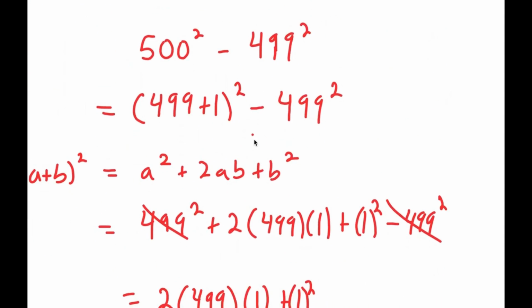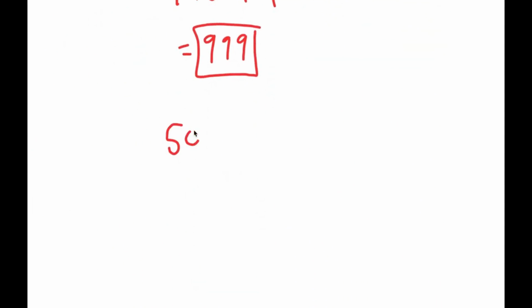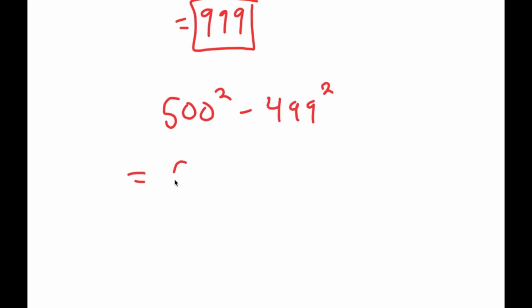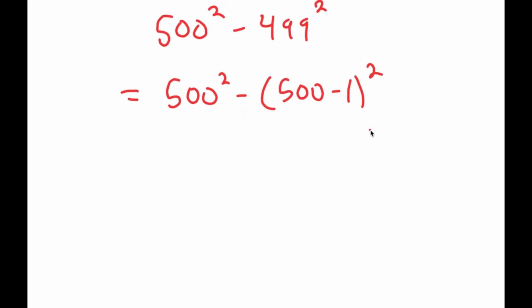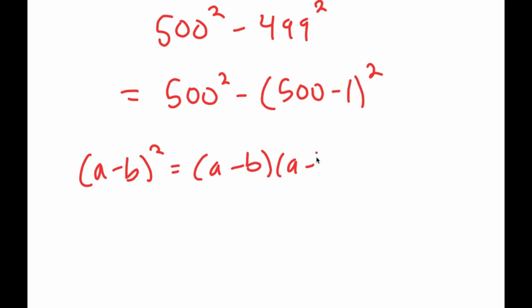Now, I actually have another method of solving this. So I have 500 squared minus 499 squared, and this time I'm going to rewrite this as 500 squared minus 500 minus 1 squared. Now, if I have something in the form a minus b squared, this is equal to a minus b times a minus b, which is equal to, if I factor this out, a squared minus 2ab plus b squared.